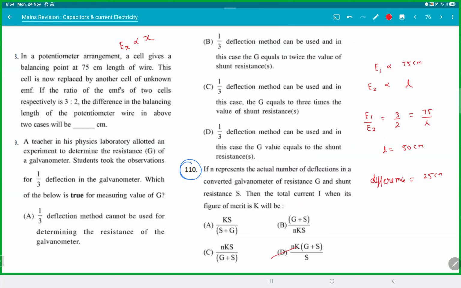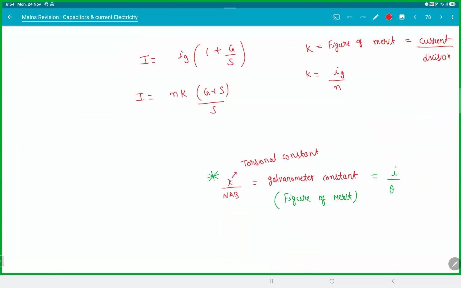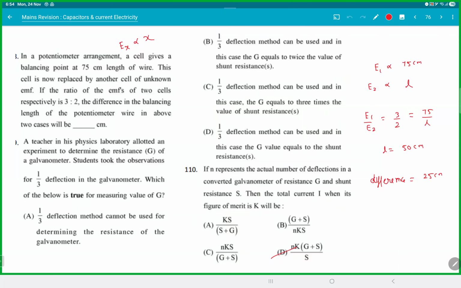So D was the answer. I was finding figure of merit. I was thinking, what the hell? Anyway, current was easy. So be careful. Mostly in that question, the scary part was only figure of merit. Most people don't remember what figure of merit is. If you know that, the question is easy to solve.